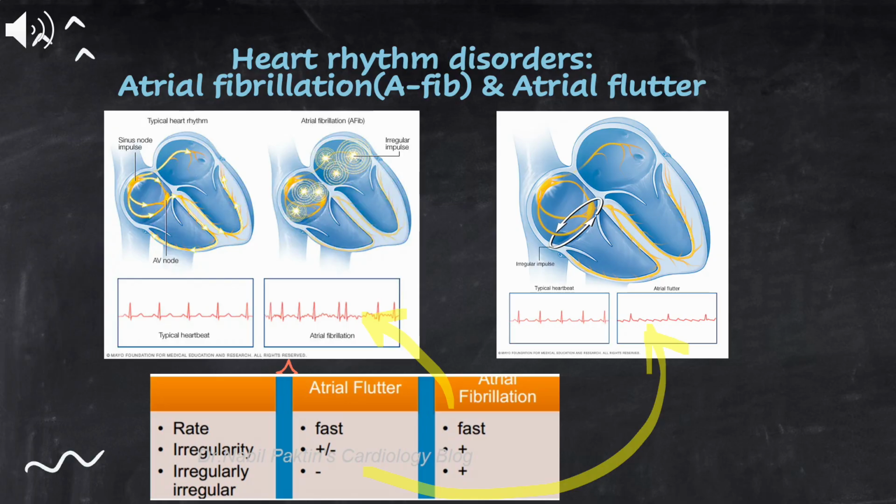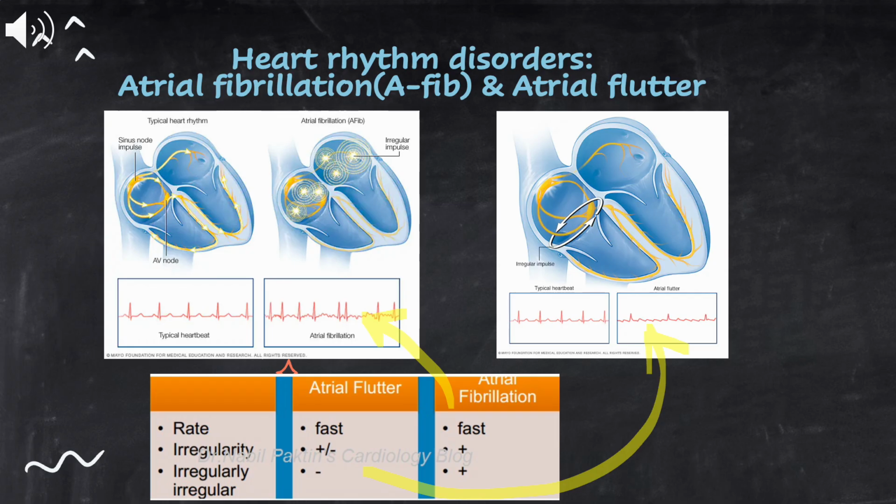Now we're going to focus on atrial dysrhythmias, specifically atrial fibrillation and atrial flutter, which are both common and clinically significant rhythms. Let's start with atrial fibrillation, or AFib. AFib is characterized by an irregular rhythm and the absence of distinct P waves. Instead of organized atrial contraction, the atria are quivering.